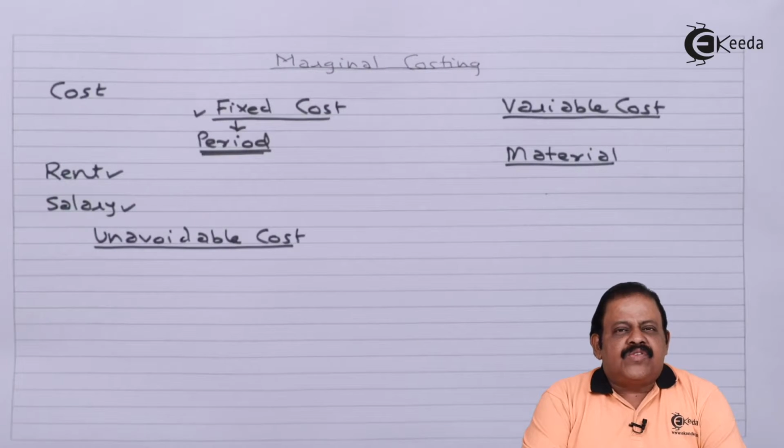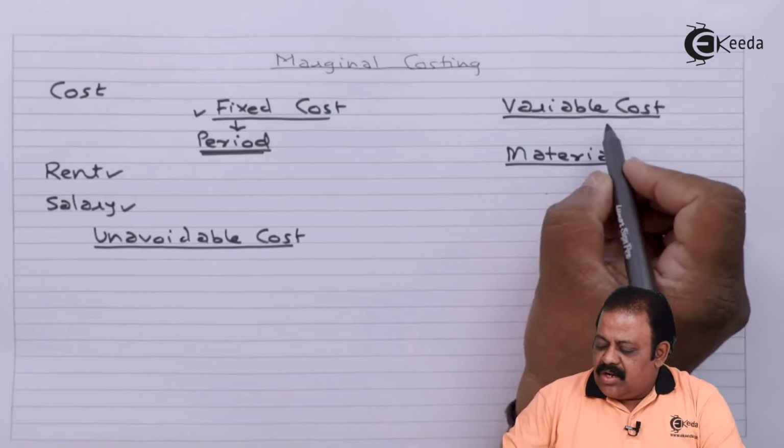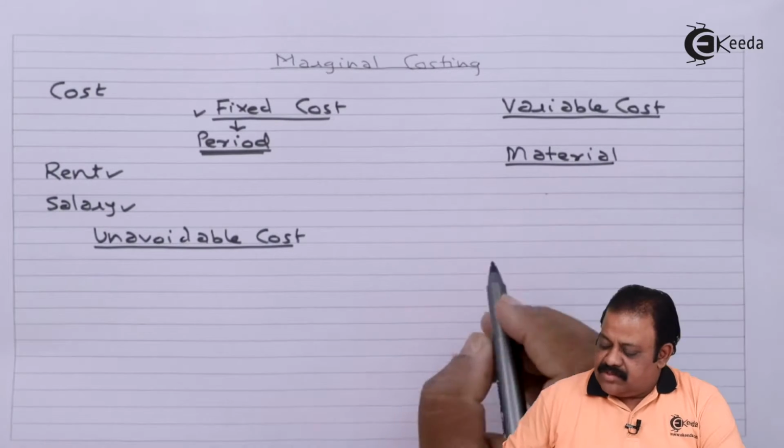If you don't produce, at zero output, material cost will also be zero. So as output rises, total material cost will rise. As output falls, material cost will fall. So that means material is a variable overhead or variable cost.